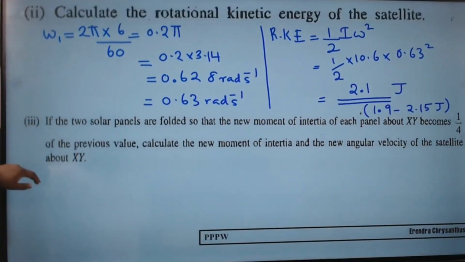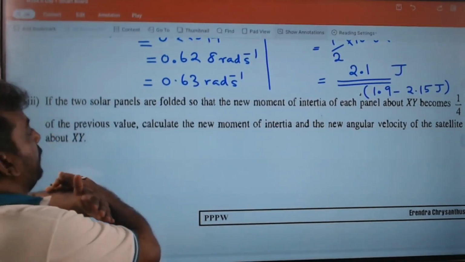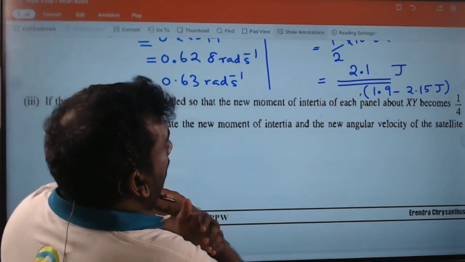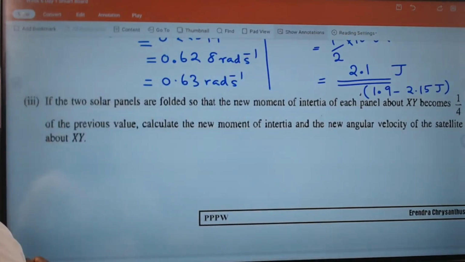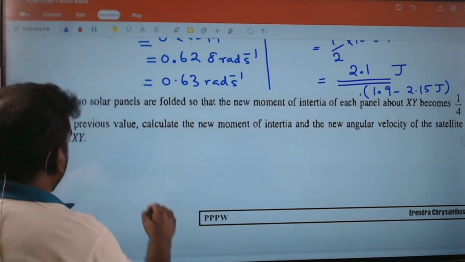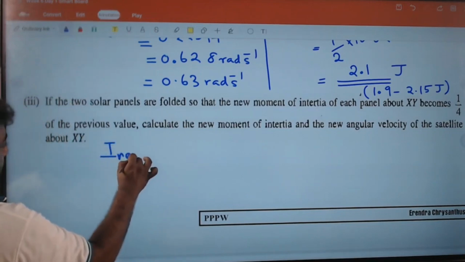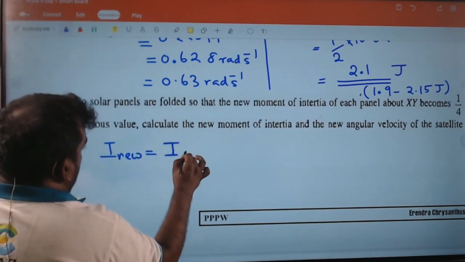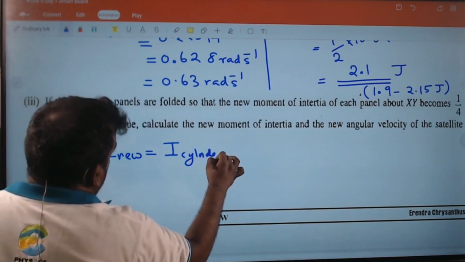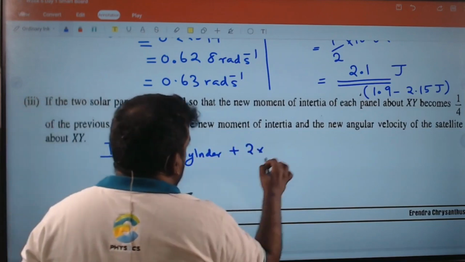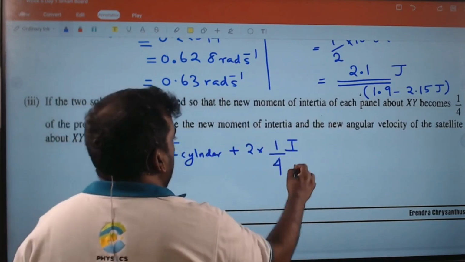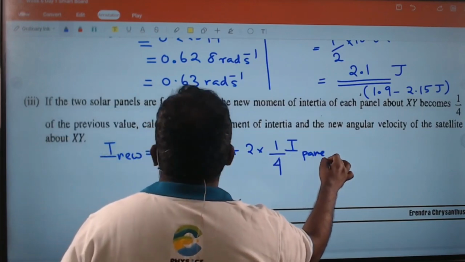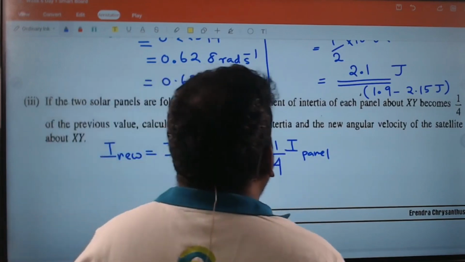Next one. If the two solar panels are folded, the new moment of inertia of each panel becomes a quarter of the previous value. Calculate the new moment of inertia and the new angular velocity. So new moment of inertia: cylinder moment of inertia plus 2 times a quarter of the earlier moment of inertia of panels.